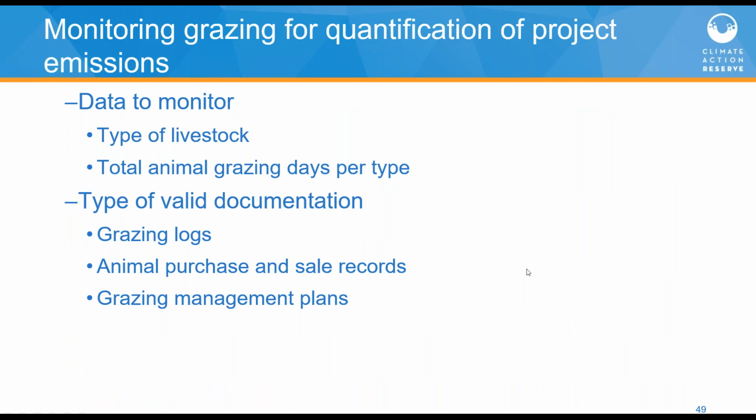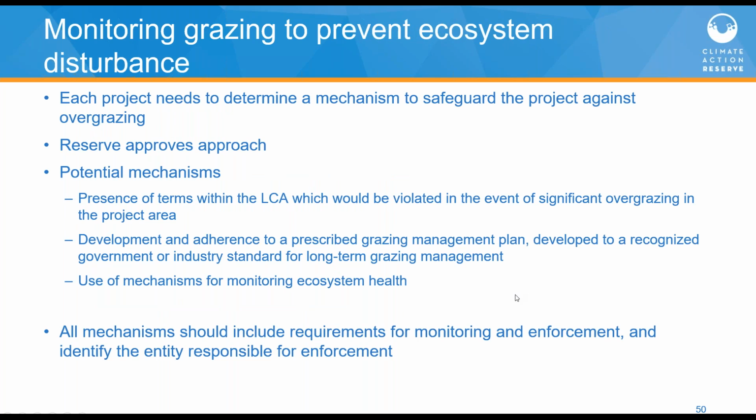In terms of monitoring livestock, like I said, we need to know total animal grazing days for each type. There's a lot of different ways that you could come up with this, and we're happy to work with people to assess whether or not their approach is going to be reasonable. We need to monitor grazing, not only for the actual direct project emissions, but we also need to have a mechanism in place to prevent against overgrazing.